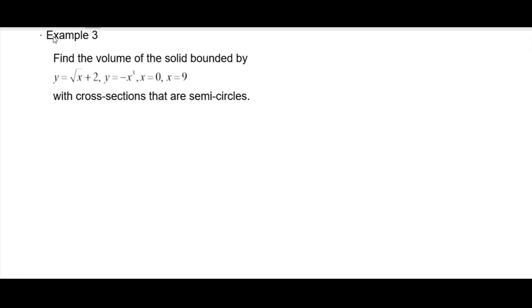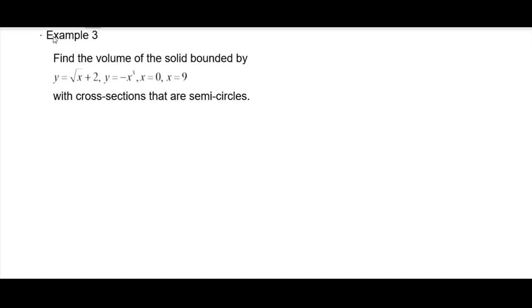Today we're going to continue where we left off and do a couple more examples of calculating volume using definite integrals, looking at cross sections of these shapes, okay? So this problem right here is going to be looking at the volume of a solid that is bounded by these four equations. Y is equal to the square root of x plus 2, y is equal to negative x cubed, x is equal to 0, and x is equal to 9, with the cross sections that are semicircles.